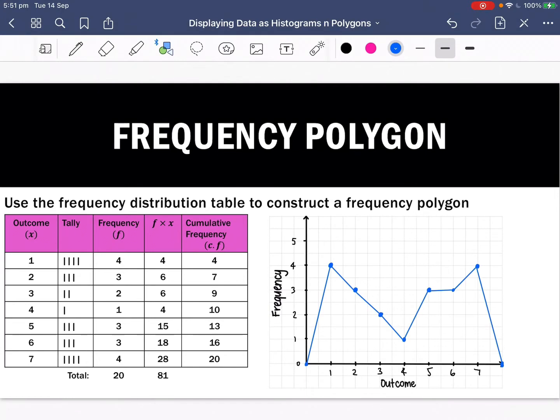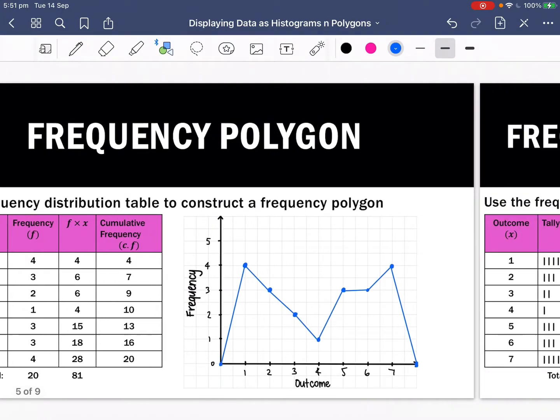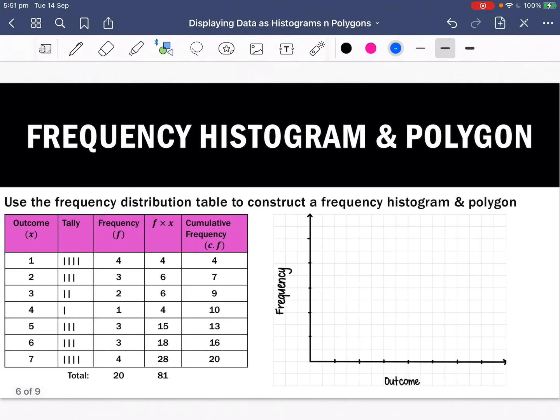There we have our frequency polygon. Now what we're going to do is look at putting our frequency histogram and our frequency polygon together on the same graph. So we need to write our outcomes down along the bottom here: 1, 2, 3, 4, 5, 6, 7, and our frequency going up the side: 1, 2, 3, 4, 5.